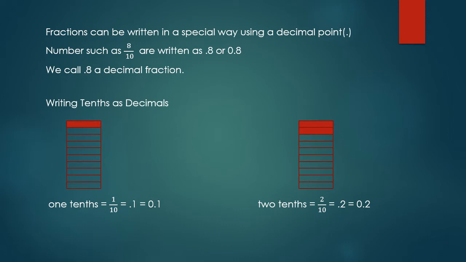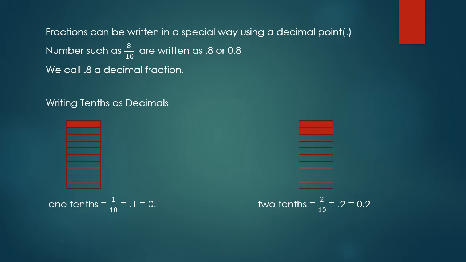Just see how we can write it. It's very simple. Numbers, or you can say fractions, such as 8 upon 10 are written as 0.8. Either you can say 0.8 or 0.8, one and the same thing. We call 0.8 a decimal fraction.